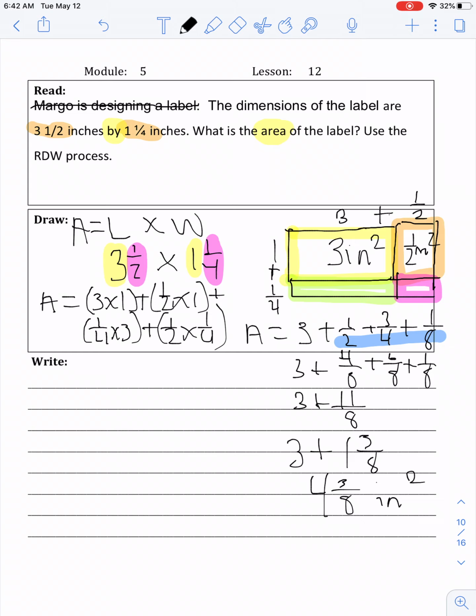A lot of math there. And so now we have to write our statement. So what is the area of the label? The area of the label is 4 3/8 inches.